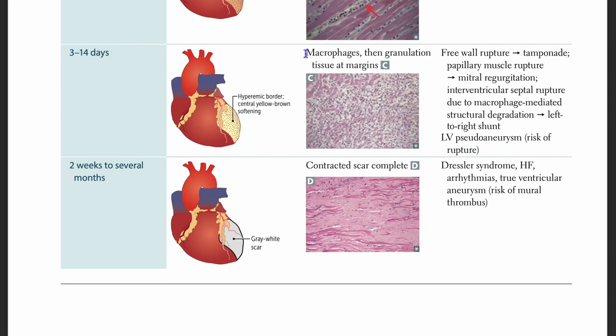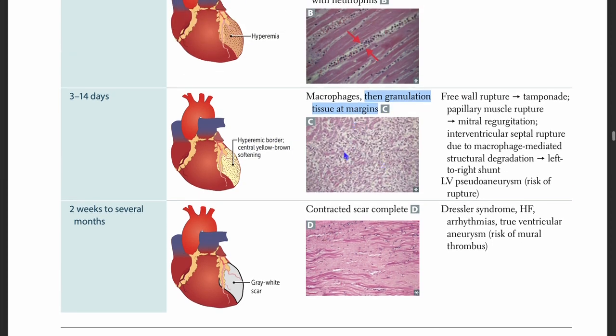So after neutrophils come what? Macrophages. Then granulation tissue at the margin. Okay. So you have a hyperemic border, central yellow-brown softening. Okay. And at this point, you can't make out any fibers, right? Not the wavy fibers, not the straight fibers either. None of them. Everything is just haphazardly placed.